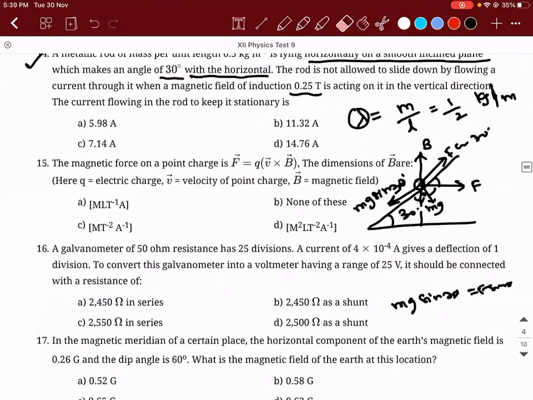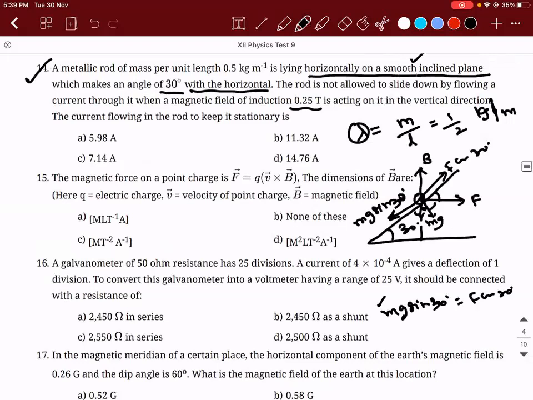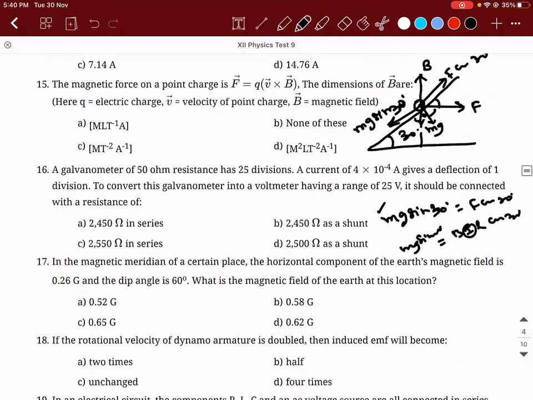Again, I'm repeating, this is a tricky question. Don't expect this kind of question. Don't worry about it. It's just for the knowledge that is given. So mg sine 30 is equal to F cos 30. How will you calculate m? Sir, we can have F as BIL, right? So that L, if we bring this side, m by L. Very good. It is mg sine 30, so I will bring it to the other side.